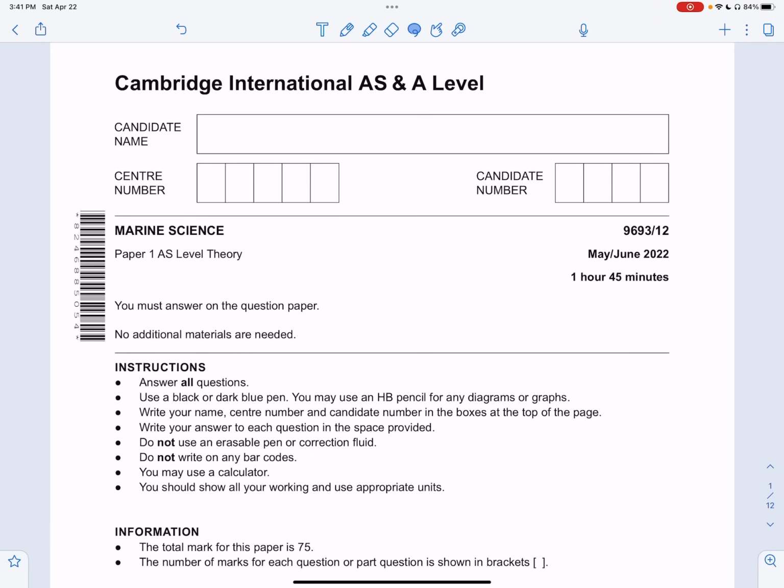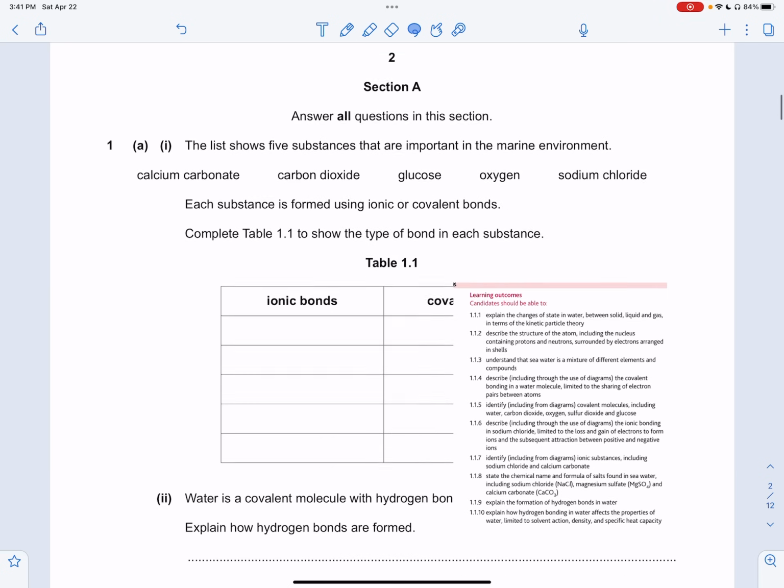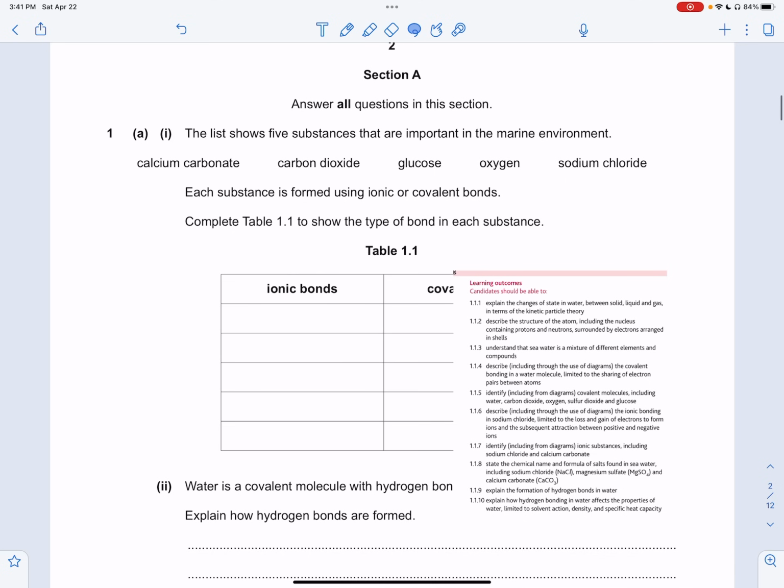This is the May/June 2022 paper 1, version 2, or paper 12 for AICE Marine Science. In your first question, you're looking at 5 different substances, and you have to classify them as ionic or covalent.